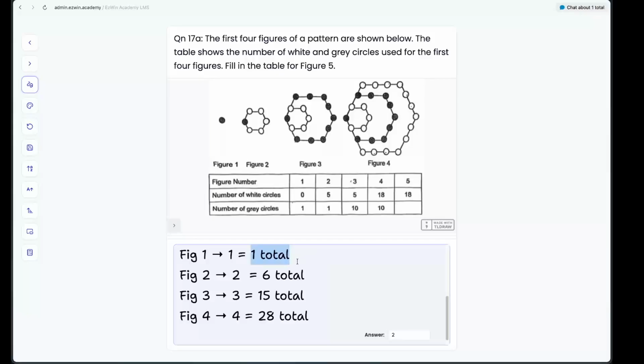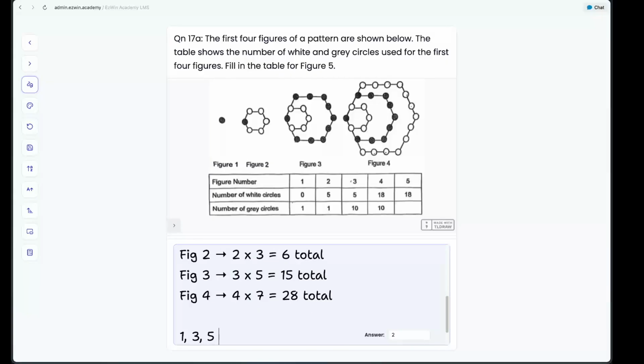We got figure 1 with 1 total, figure 2 with 6 total, figure 3 with 15 total, and figure 4 with 28 total. So I have the figure numbers here. So what do you think we can do to make the total from the figure number? So let's say 1 times 1 is the first one. How about 2? To get 6, we multiply by 3. For 15, we multiply by 5. For 4, we multiply by 7 to get 28. So the thing is that, what is this 1, 3, 5, 7? So 1, 3, 5, 7 are odd numbers.